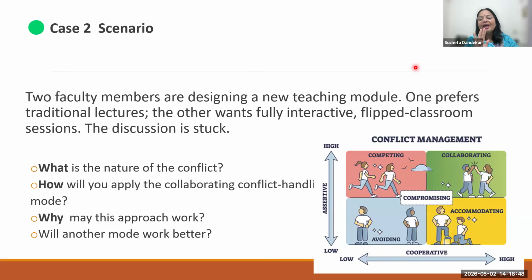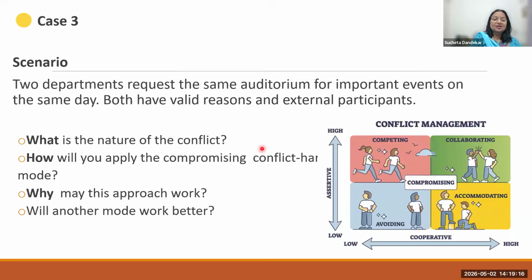So there's no need to compromise. There's no need to accommodate. You will collaborate by saying that, okay, some of the topics we will have the traditional lectures, and in some topics we will have the flipped classroom, and we will have a win-win situation here. So this you can use as a collaborative situation.